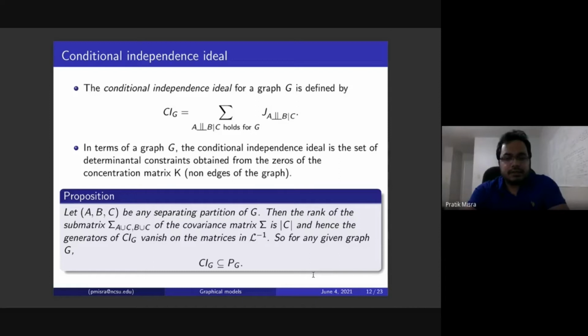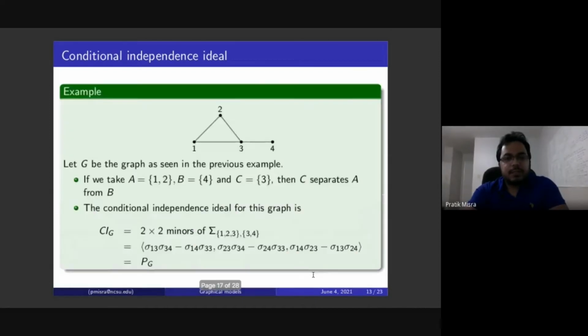So let's look at an example for the conditional independence ideal. Let's consider the same graph that we have been seeing so far. If we take the set A as 1, 2, and B as the set 4, and C as the vertex 3, then we see that C separates A from B. Looking at all the paths from 1 to 4, there are basically two paths: from 1 to 3 and then 3 to 4, or from 1 to 2, then 2 to 3, and then 3 to 4. In either case, it passes through the vertex 3.